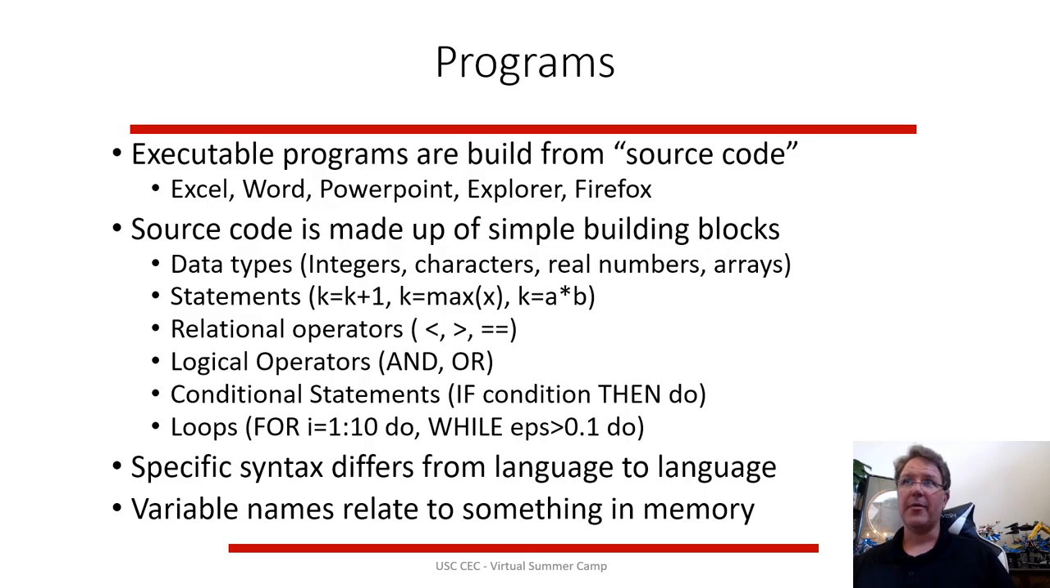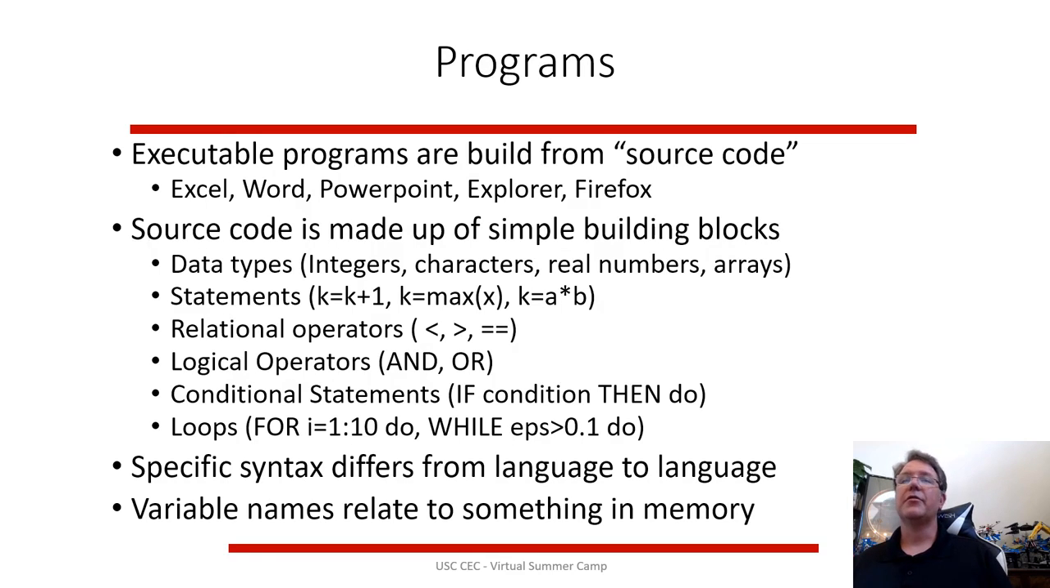So what is a program? A program is something that does stuff on your computer, and it's typically built from source code, a text file full of instructions that dictates what your data types are. Do you have integers or characters or real numbers or arrays and matrices, different structures? How do you put your data together inside the memory of the computer, in the program? You have statements, you can run functions, you can do math functions, or run a function like finding the maximum value in a vector.